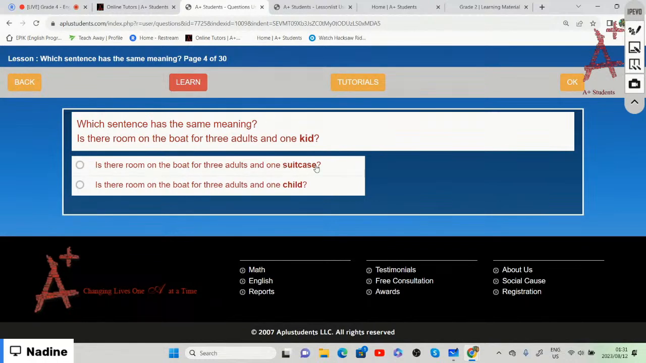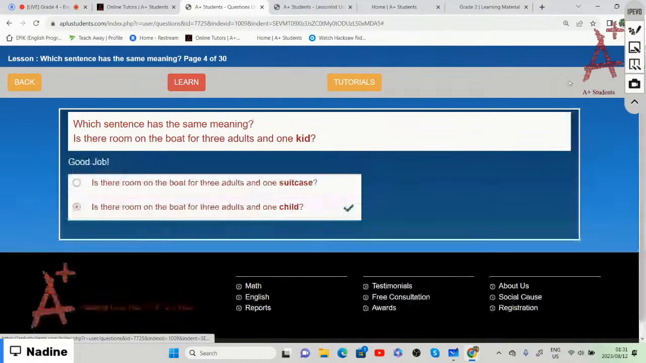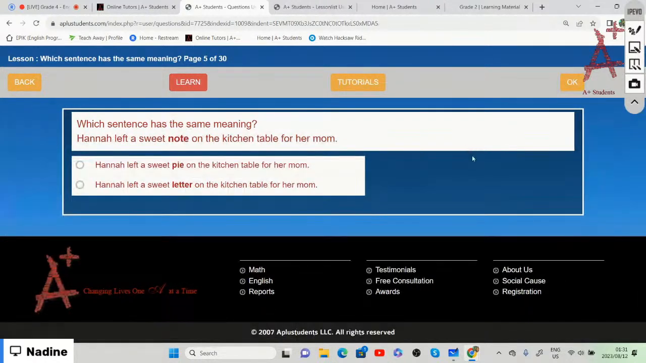Is it suitcase or child? All right, so which means that we're going to choose the second one, which is: is there room on the boat for three adults and one child? So you can say a child is the same meaning as a kid, not a suitcase. A suitcase is a thing, it's a bag.